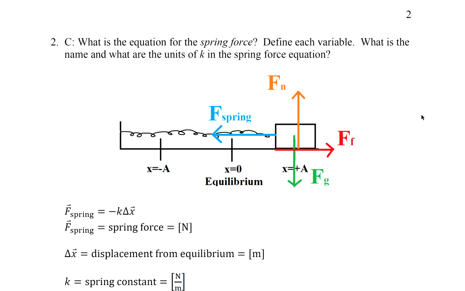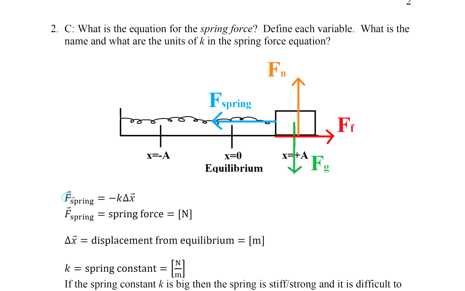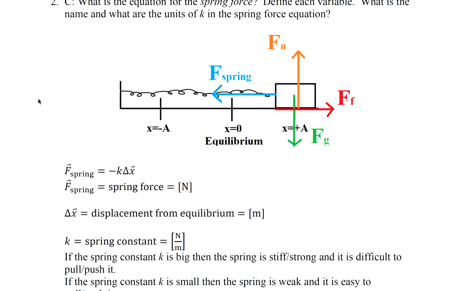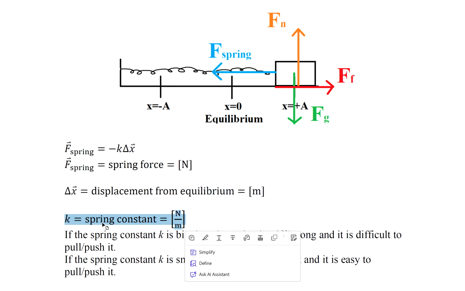Question 2. What is the equation for the spring force? Define each variable. What is the name and what are the units of k in the spring force equation? So this is called Hooke's law, H-O-O-K-E-S. The force on a spring is F equals minus k delta x, where F spring is the spring force, which has units of newtons. Delta x is the displacement from equilibrium. It could be positive or negative. k is the spring constant. It's always greater than 0.